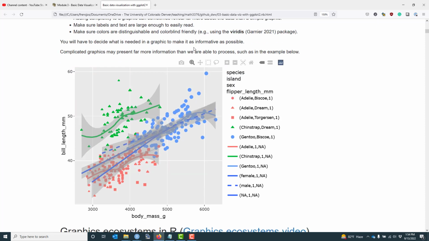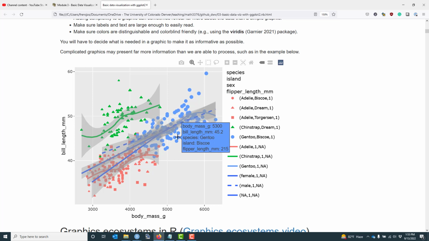This graphic contains lots and lots of information. However, it's very difficult to understand exactly what's going on. So this data is related to penguins. We have the bill length of the penguins, the body mass of the penguins. I have information about the species of each of the penguins. So you can see the Adelie penguins are shown in red. The chinstrap penguins are shown in green. The Gentoo penguins are shown in blue.